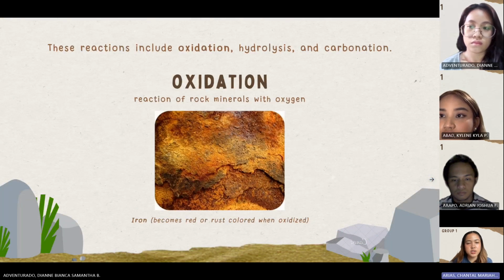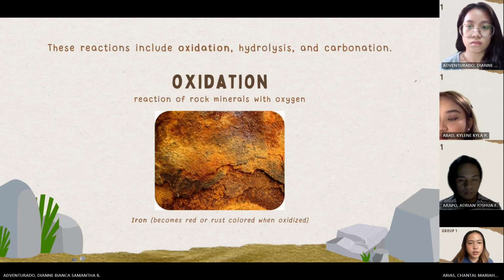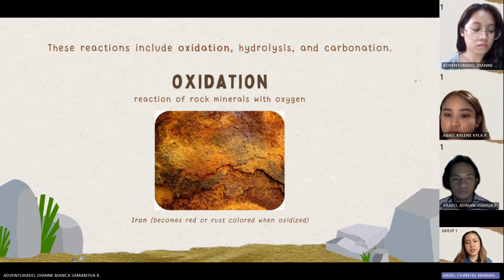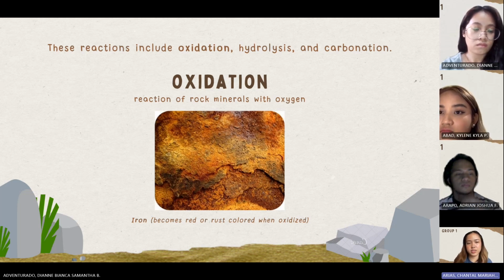So these reactions include oxidation, hydrolysis, and carbonation. So this is the first, oxidation, is the reaction of rock minerals with oxygen, kaya nag-change yung mineral composition of the rock. When minerals in rock oxidize, they become less resistant to weathering. Iron, a commonly known mineral, becomes red or rust-colored when oxidized.